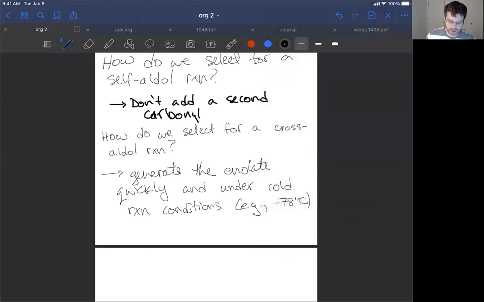So we could generate the enolate under really cold reaction conditions, and we could generate it quickly and in a controlled fashion. So what we do is we use LDA at cold temperatures. Now, does it have to be minus 78? No, it could be 0 degrees or something. Okay, so here's what we do.